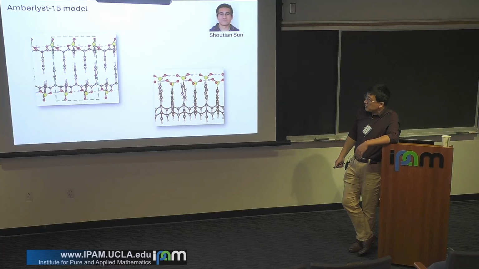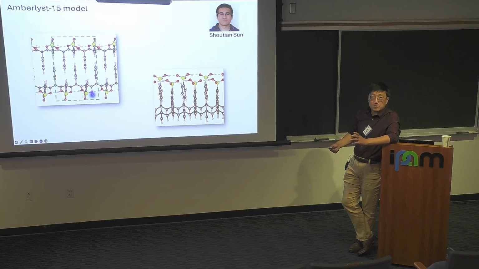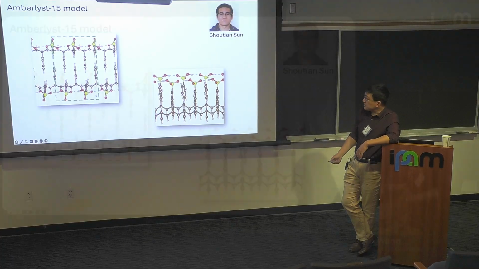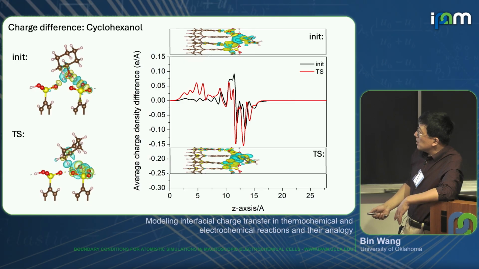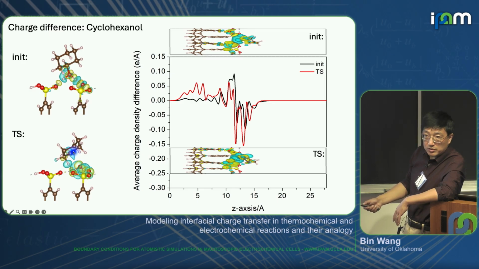So we tried to explain the physical meaning of the alpha. This is the postdoc Shou Tian. He built this acid site, which is Amberlyst 15, essentially a sulfonate-functionalized hydrocarbon backbone. We can calculate the initial state, with one of the alcohols used in experiments, cyclohexanol. It adsorbs at the acid site, so you have some polarization. And this is the transition state after the proton is transferred to the molecule.